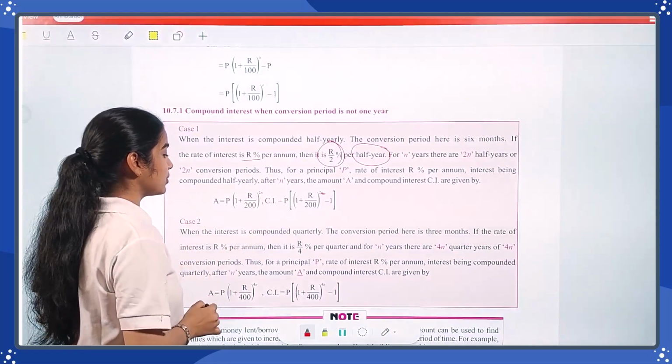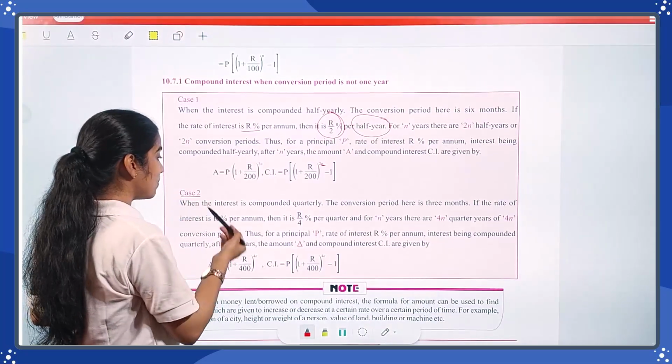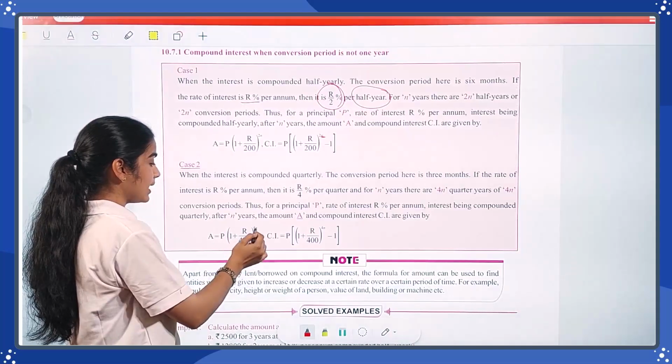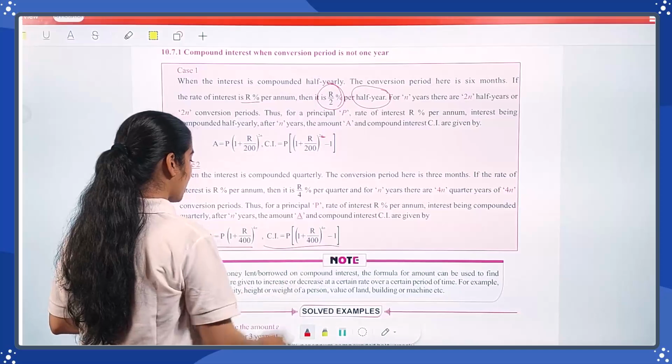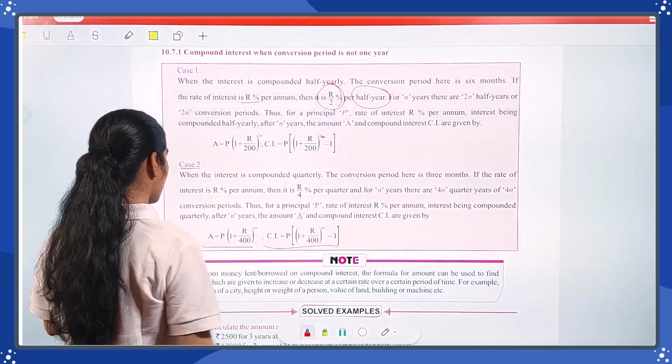So 100 multiplied by 2 is R by 100. Then in case 2, if we have compounded quarterly, now we have to multiply 100 with 4 and n with 4. So this is your amount, and if you have to find out the compound interest, that is P(1 + R/400)^(4n) minus 1.